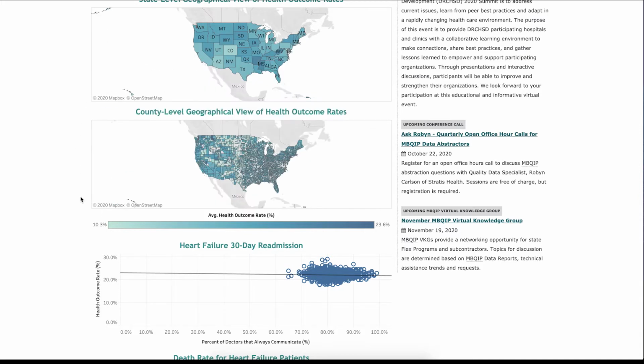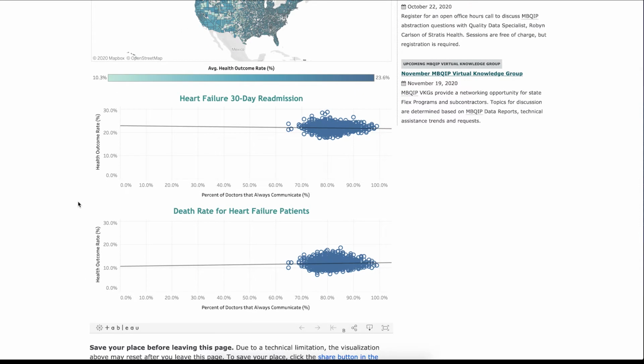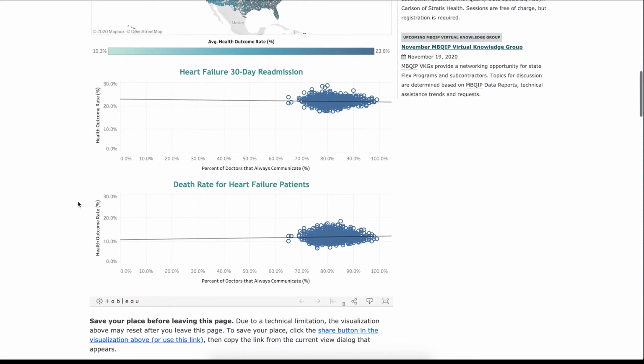The scatter plots at the bottom of the dashboard display the relationship between health outcome rate and percent of doctors that always communicate. The health outcome rate, which is the risk standardized outcome rate per 100 patients, looks at the 30-day unplanned hospital-wide readmission or the death of a patient within 30 days of hospital admission for any cause related to medical conditions. Here, a lower measure is desired, as this indicates a lower proportion of heart failure mortality and heart failure readmissions.